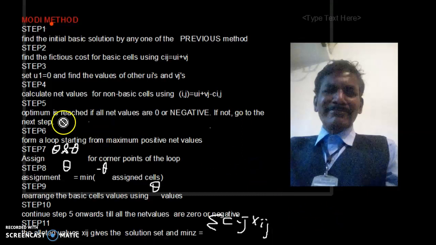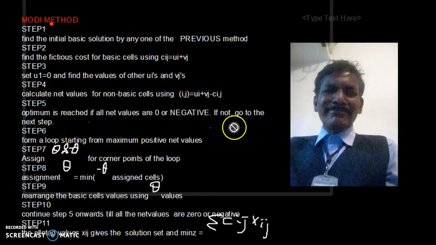Step number 6 is that we have to form a loop from the maximum positive net value. So forming a loop means what? We can go straight row wise or column wise, but we should not cross the cells like this. That is the first rule with which we have to draw the loop.